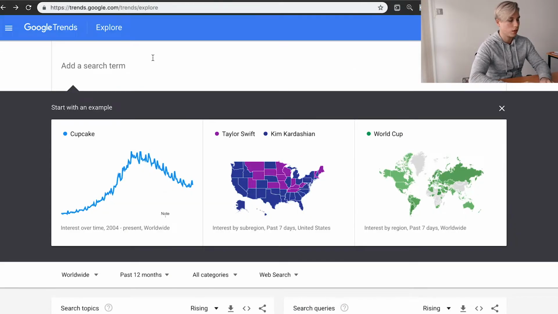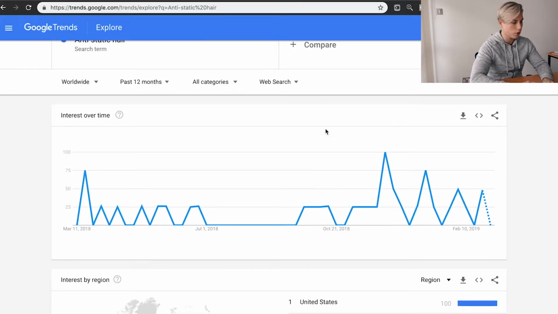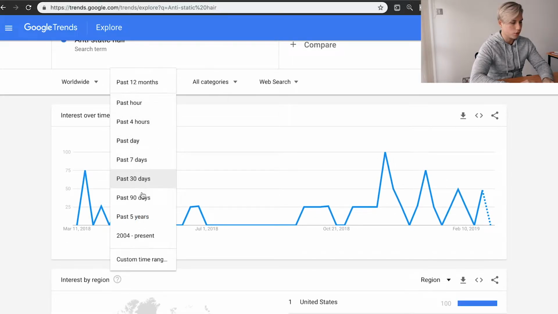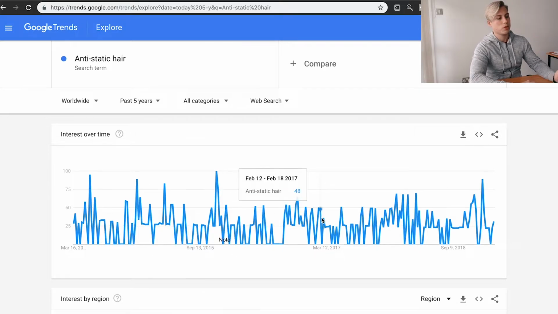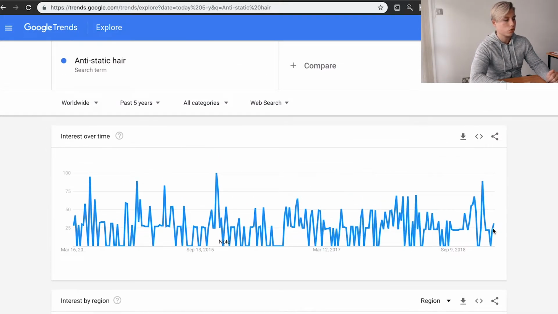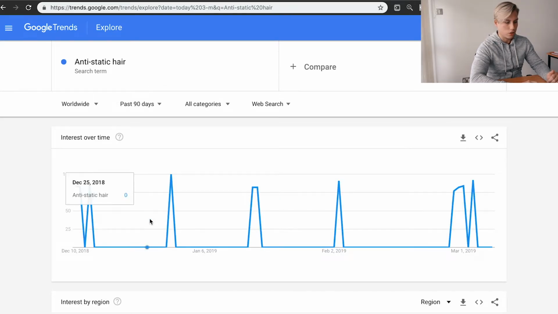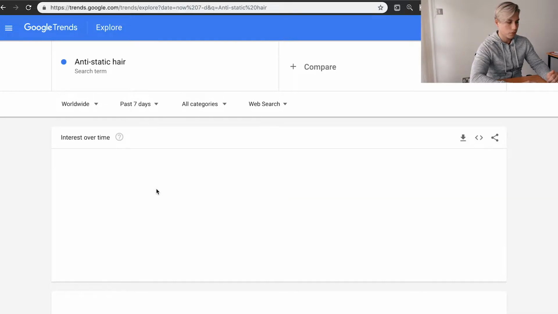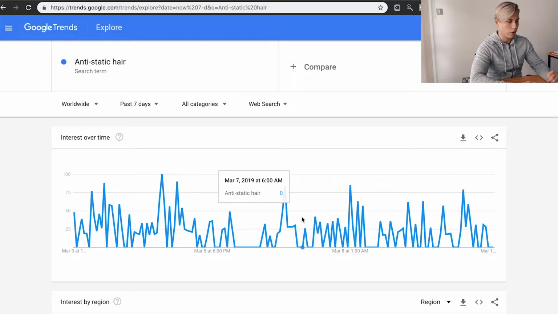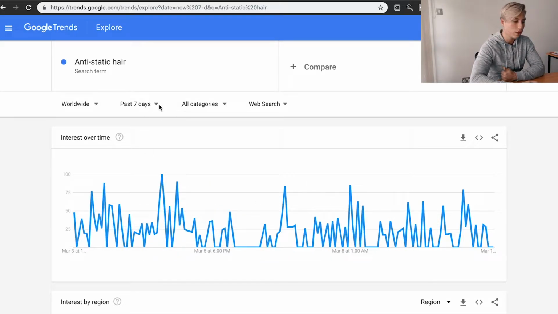So you're just going to put that in there, and I'm going to see the past 12 months. Let's see over the past 5 years what it's been looking like. Sometimes it takes a little while to load. Okay, so here's some interesting stuff. You can see that it is starting to trend up. If we do the past 90 days, you can see it's on a bit of a low. Okay, let's see interest over time. Alright, you can see there is a consistent spike up and down, which is what you want.